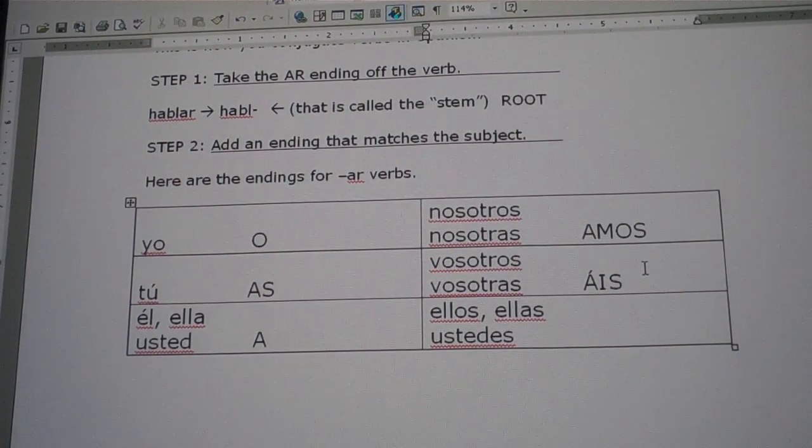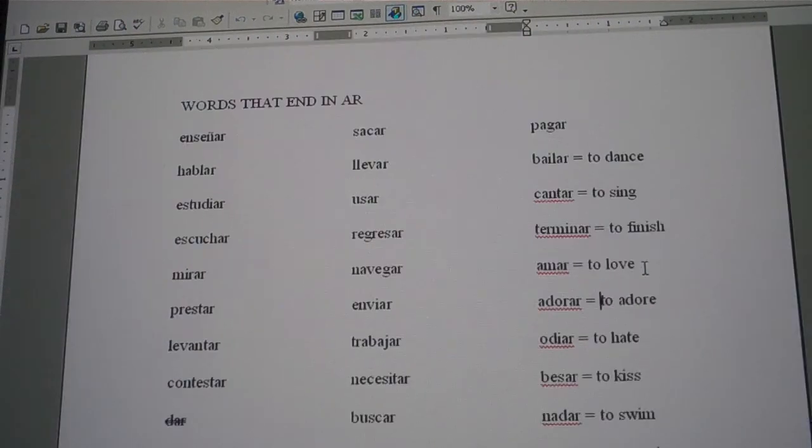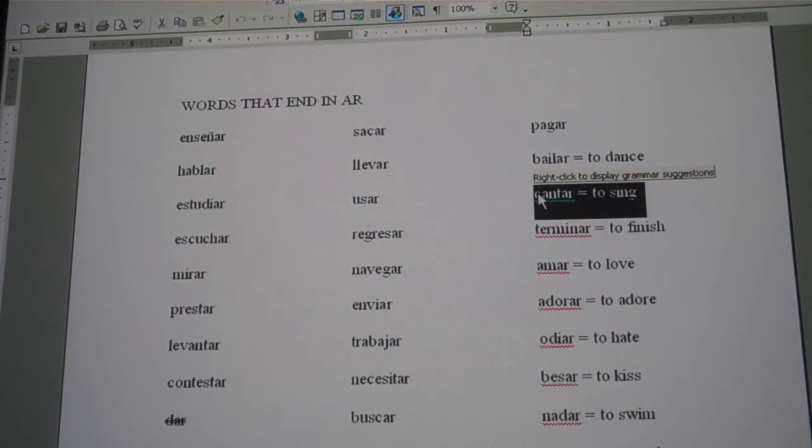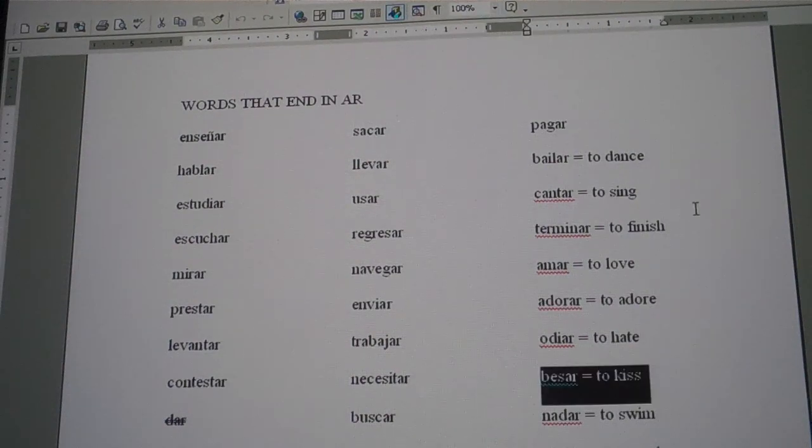Let's take a look at, again, this list. Just a couple of examples. How would you say "you all sing"? Vosotros cantáis. You all kiss. Vosotros besáis. Very good. Okay.